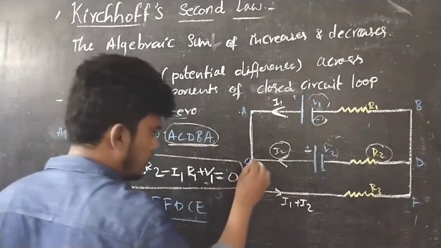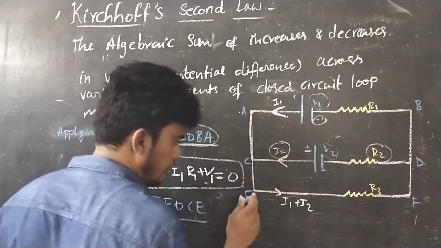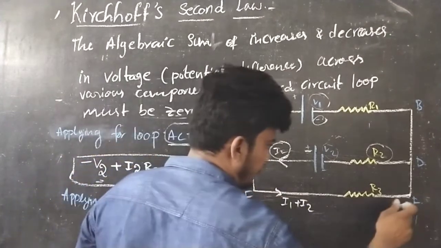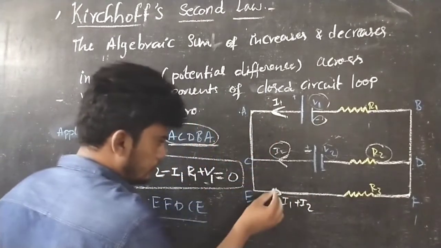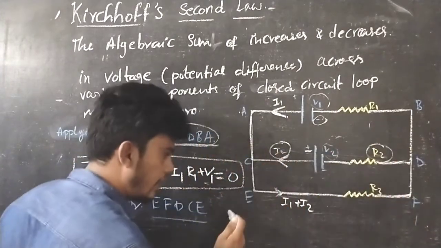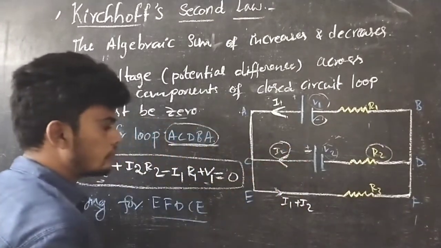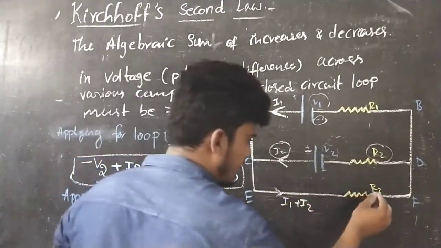So I started from here. Okay, from the point C. So C to E, nothing is there. Then E to F. Look at here. What is the current direction? In this direction, from the left side to the right side. So what is the current that flows? I1, I2. What is the resistor?